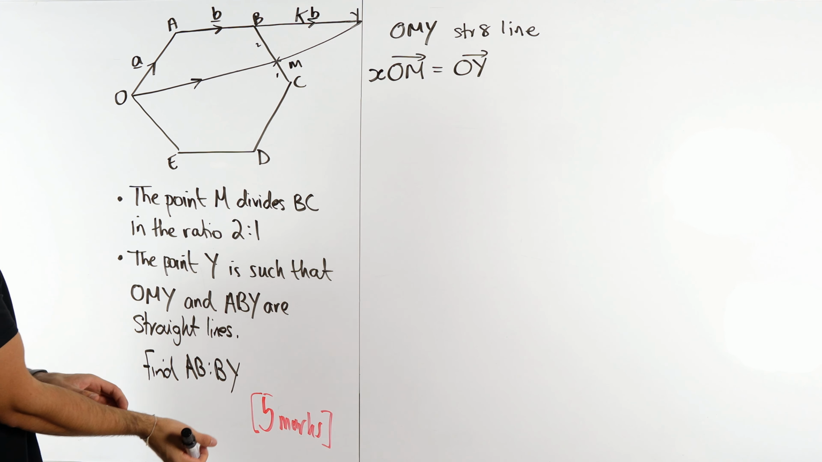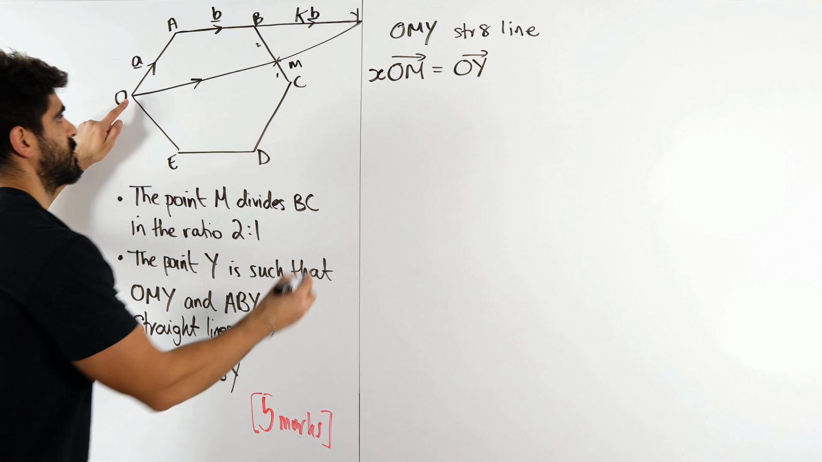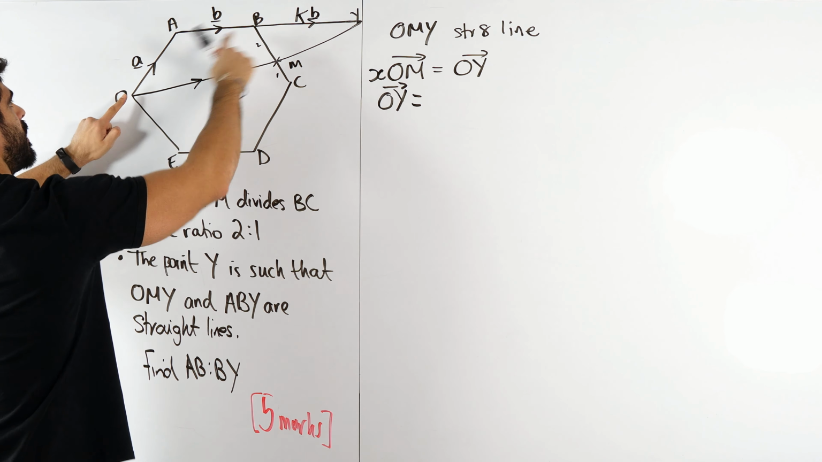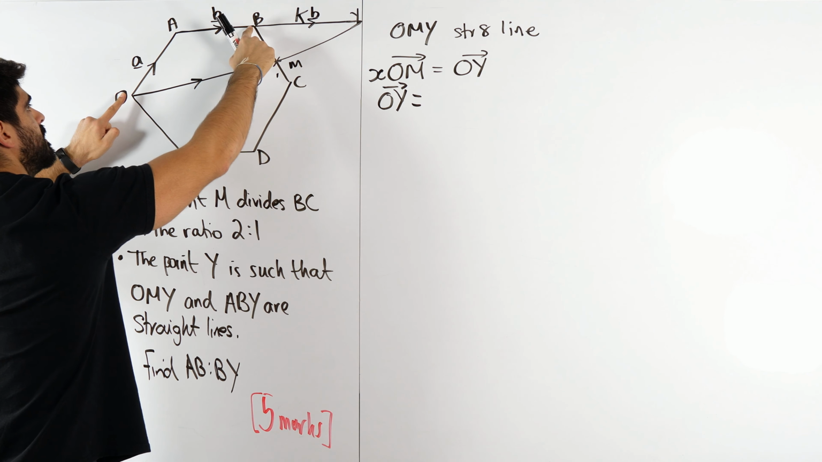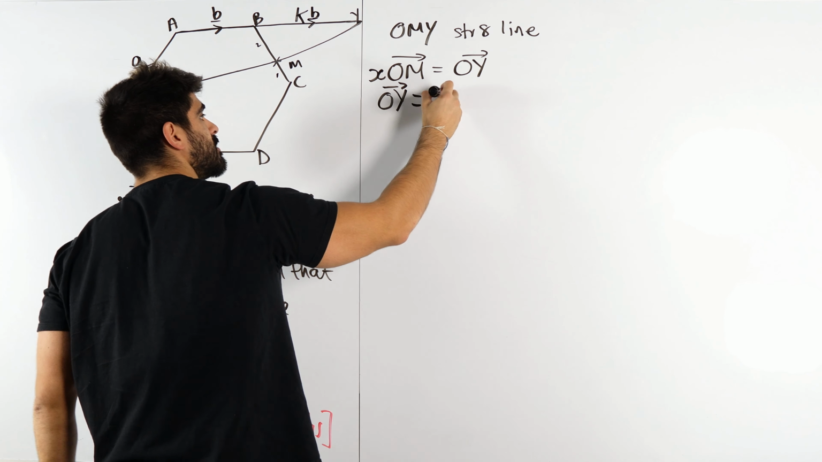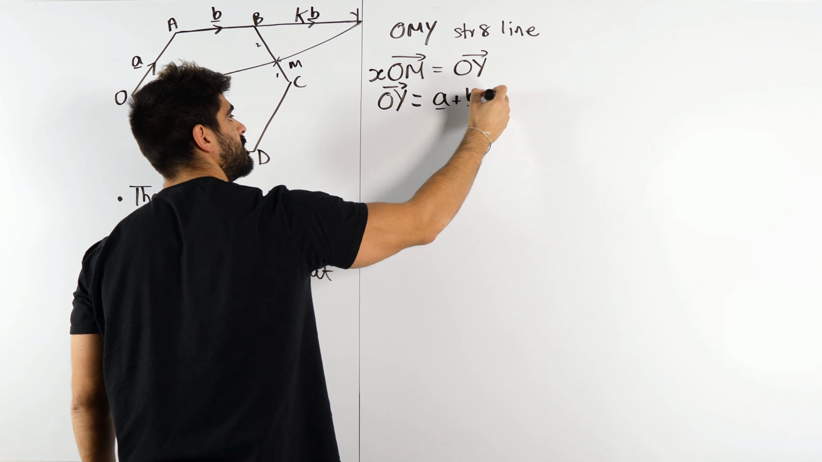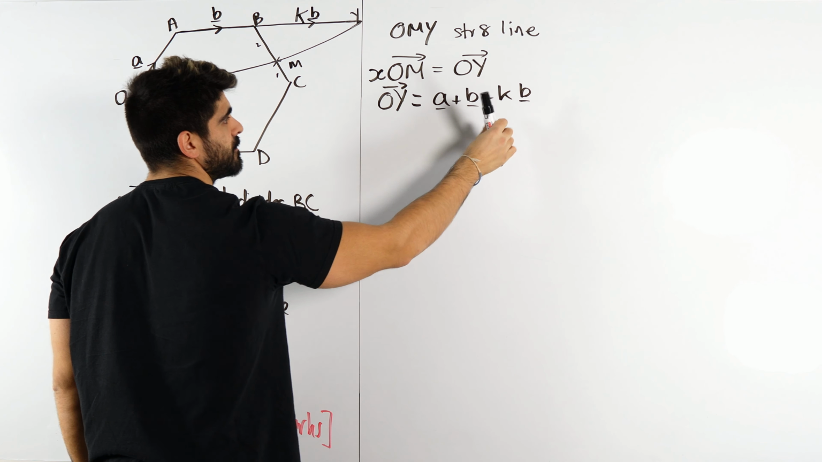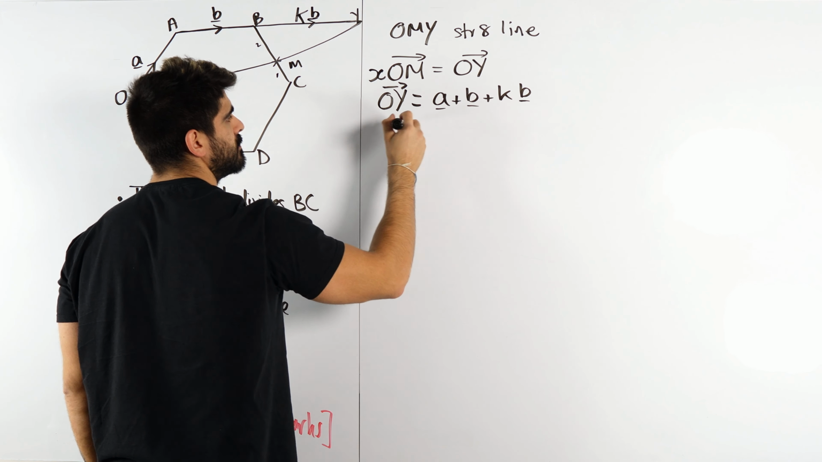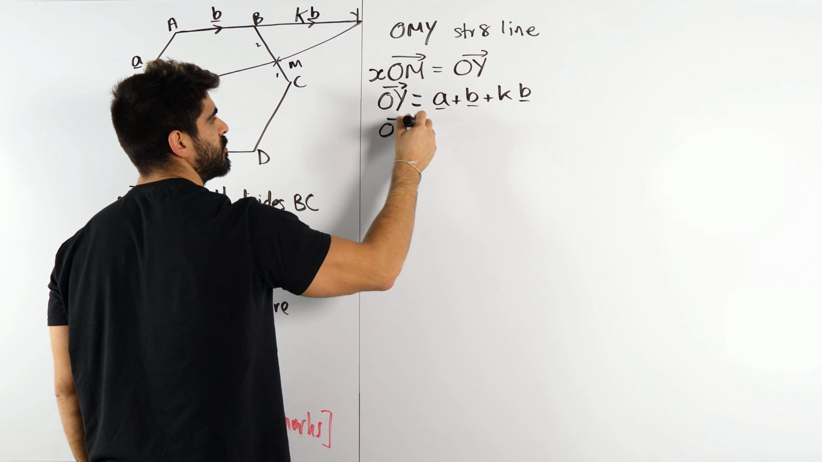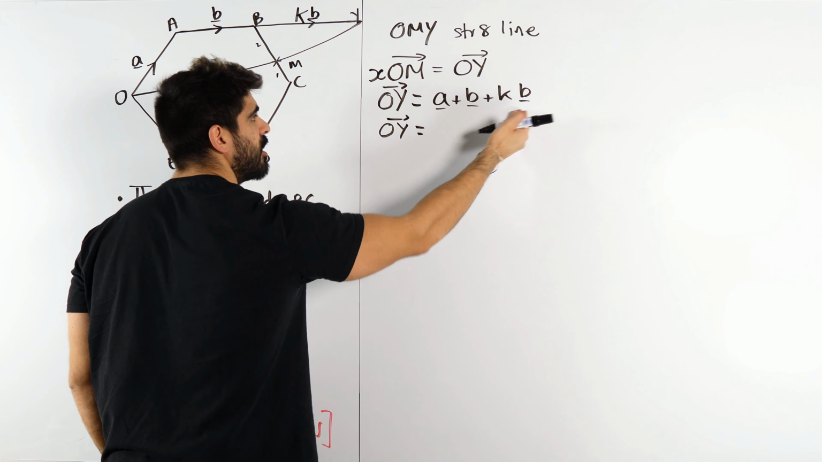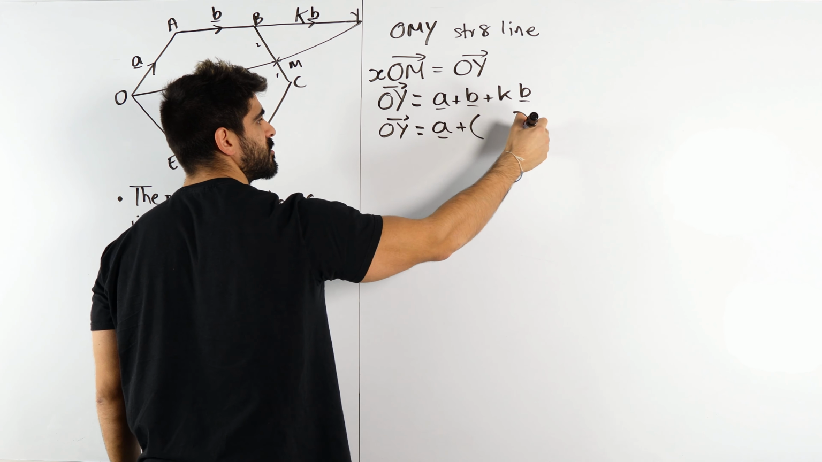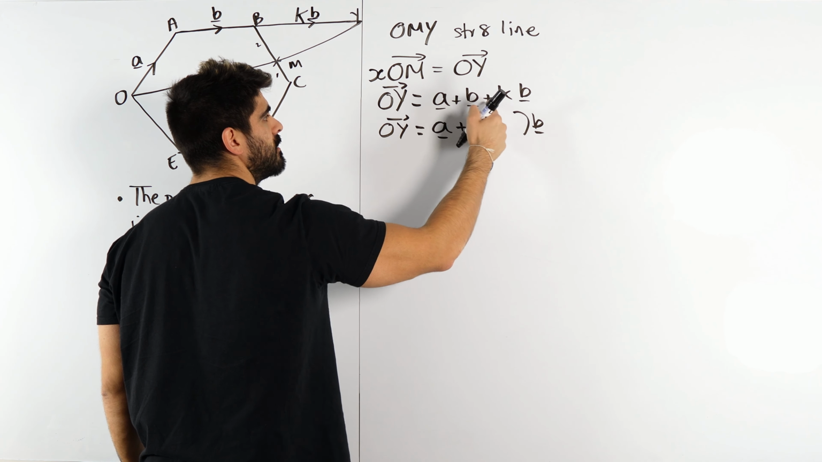So let's work out what these vectors are. Now, O to Y is actually easy because it's in the diagram. To go from O to Y, I'm going to go a plus b plus kb. So it's a plus b plus kb. But we wouldn't leave our answer like this. We need to factorize. We need the explicit coefficient of b. So it's a plus, we factorize out b, we're left with 1 plus k.